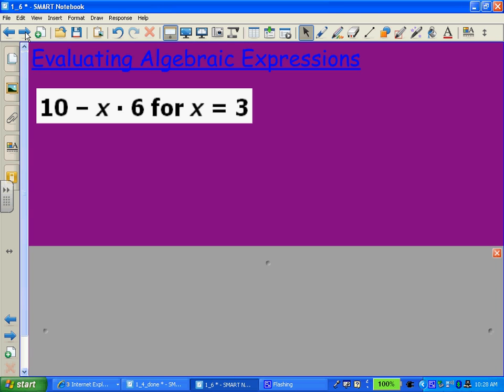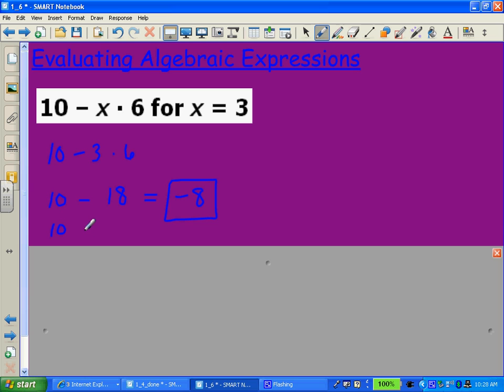Another type you'll see is where they give you an expression and then a value of the variable. You've seen this a couple times in your homework so far. So all I got to do is plug the value of the variable in. So this would be 10 minus 3 times 6. And then I have to follow the order of operations again. So 3 times 6 is multiplication. I'm going to do that first. So 10 minus 18. And 10 minus 18 is negative 8.